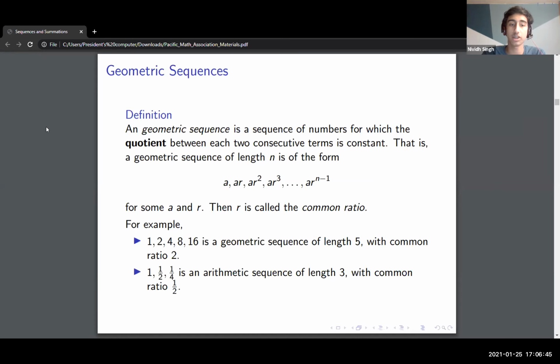So the common ratio is 1/2 because we multiply each term by 1/2 to get to the next term, and the common ratio is 1/2. So 1 times 1/2 is 1/2. 1/2 times 1/2 is 1/4.